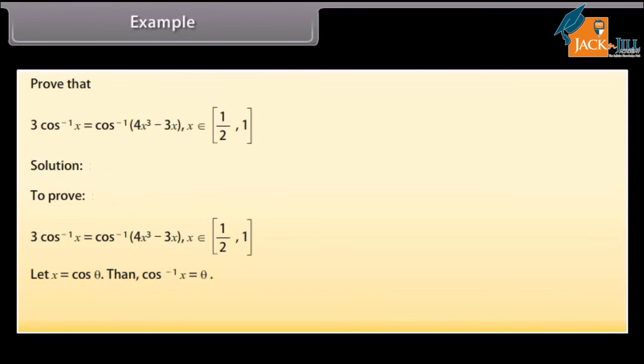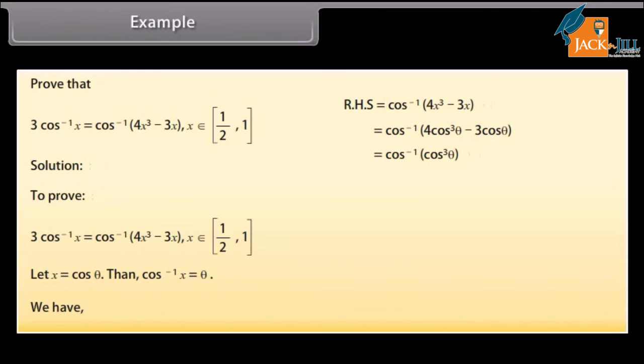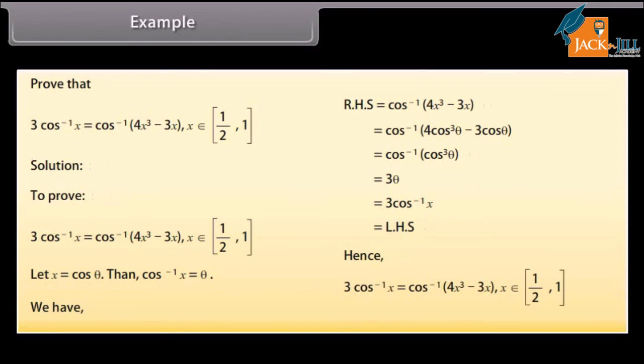Let x is equal to cos theta, then cos inverse x is equal to theta. We have right hand side is equal to cos inverse of 4x cube minus 3x, which is equal to cos inverse of 4 cos cube theta minus 3 cos theta, which is equal to cos inverse of cos 3 theta, which is equal to 3 theta, which is equal to 3 cos inverse x, which is equal to left hand side. Hence, 3 cos inverse x is equal to cos inverse of 4x cube minus 3x, where x belongs to [1/2, 1].